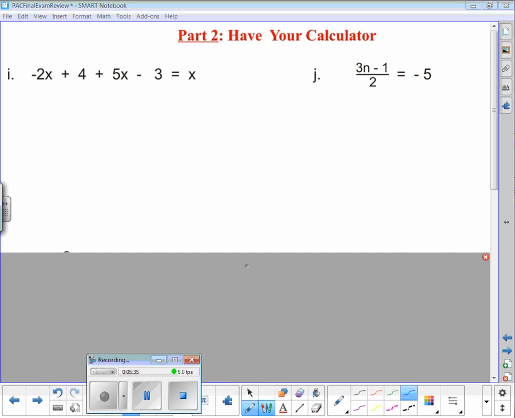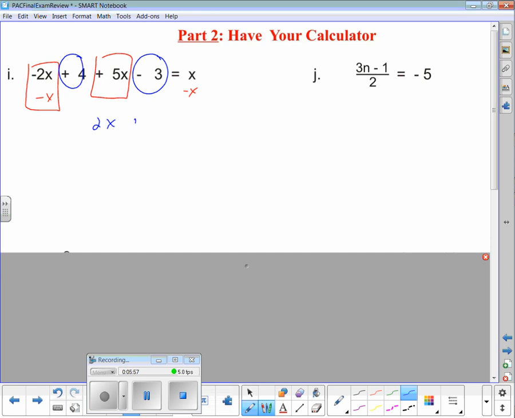All right, let's see how you did on I. So hopefully you decided to get all variables on the same side. I'll add a negative x. Now I have 3 negative x's and 2 positive x's. Leaves me 2 positive x's. I will also add up these like terms on the same side. And by the way, x minus x is 0.